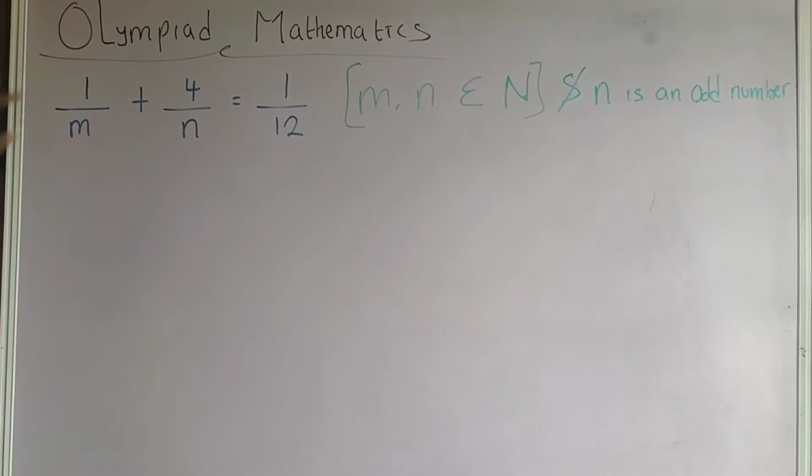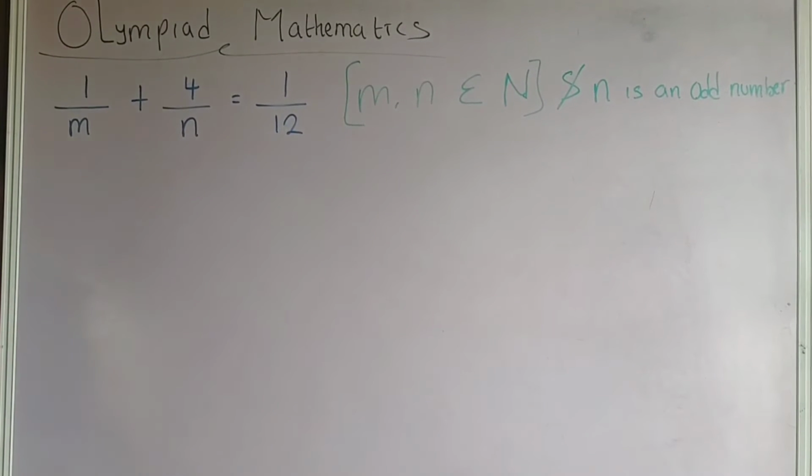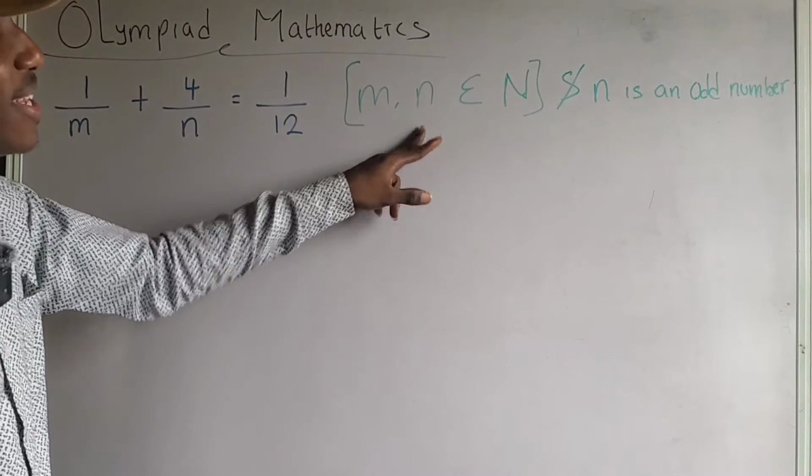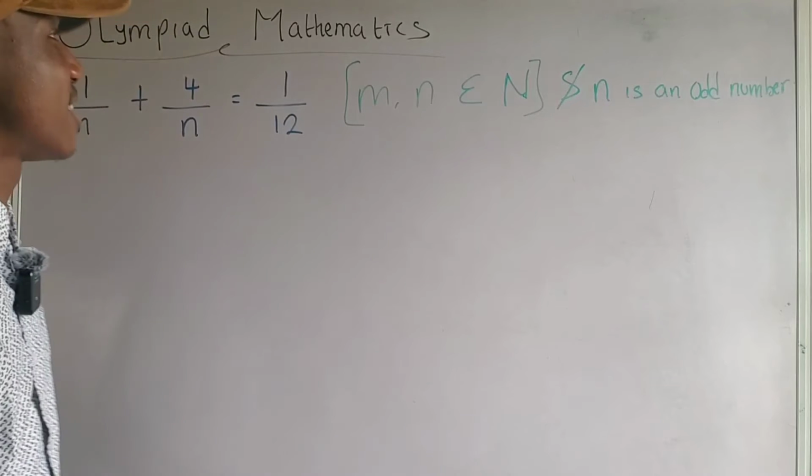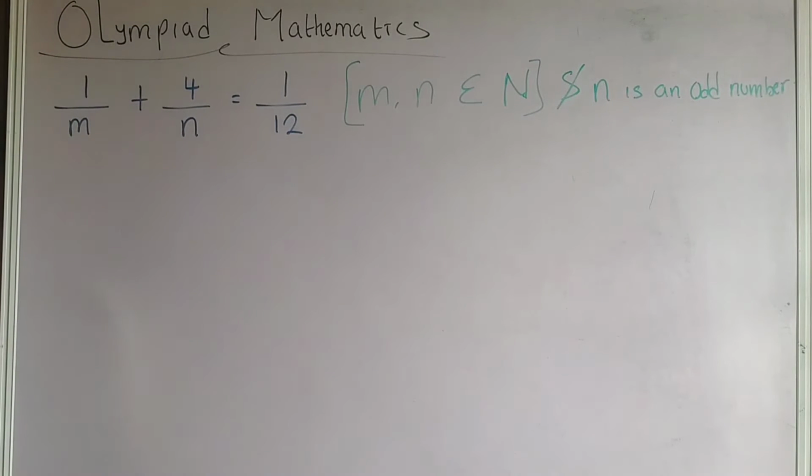Let's look at this Olympiad Mathematics question. We are asked to find the value of m and n if 1 over m plus 4 over n equals 1 over 12, where m and n are real numbers and n is an odd number. Okay, how do we find the value of m and n in this equation?